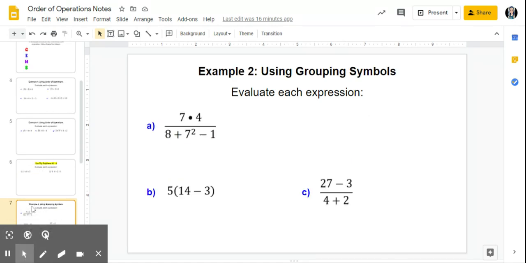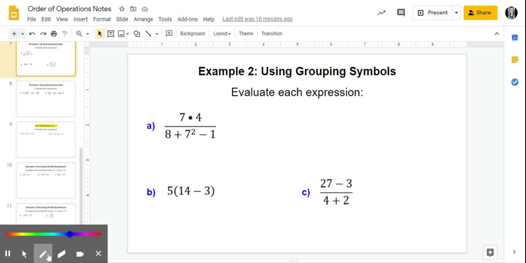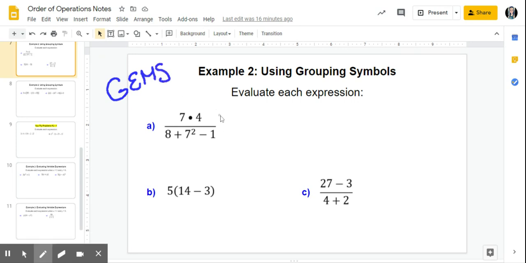Example 2, using grouping symbols. So now for these problems, I'm not going to be able to fly through that GEMS acronym so easily. I'm going to have grouping symbols to work with. So problem A, I have this big fraction bar here, and the fraction bar is a grouping symbol. The fraction bar just tells me I need to solve the top separately than I solve the bottom. And then at the very end, we can worry about the fraction.